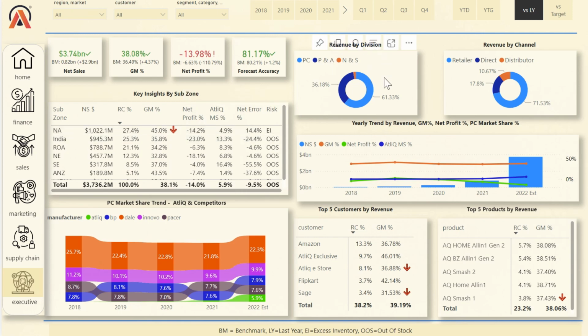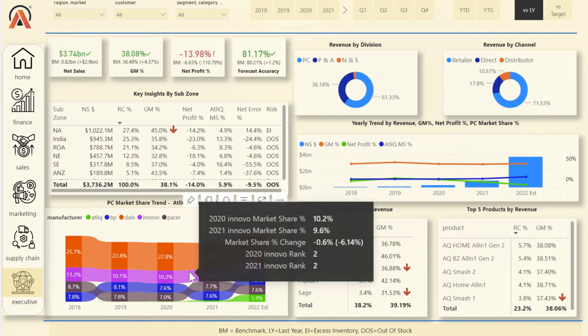So here we have some donut charts. One is revenue by channel and another one is revenue by division. And here we have a line chart with the data bar as well. So this is basically a yearly trend by revenue, GM percentage and net profit percentage of PC market share of the Atliq company. So this one is also associated with the Atliq store because they wanna get insight into what's going on in the particular store. And let's talk about this ribbon chart.